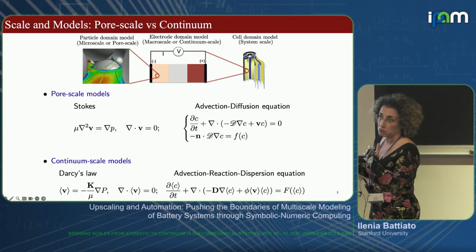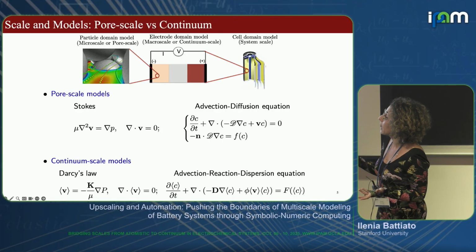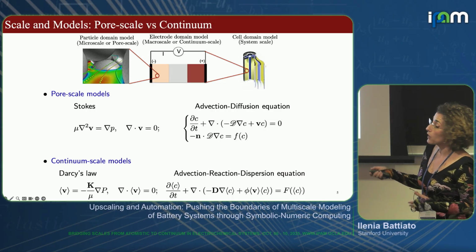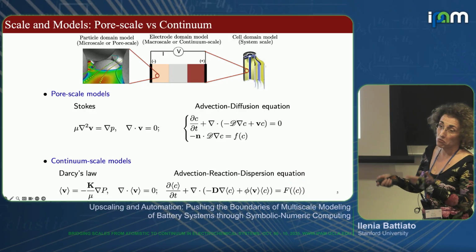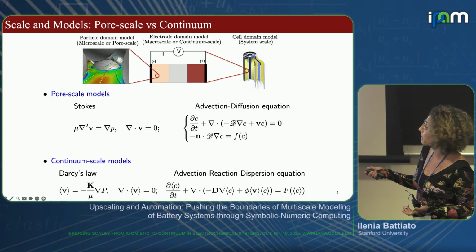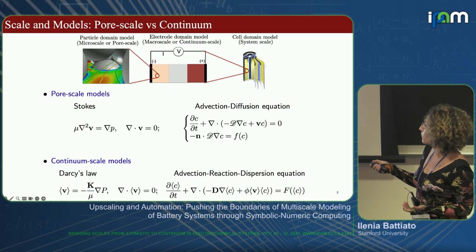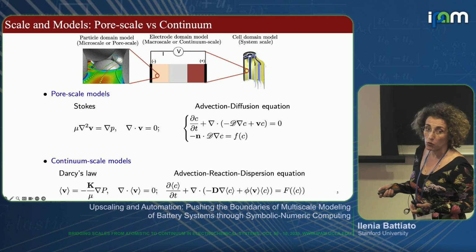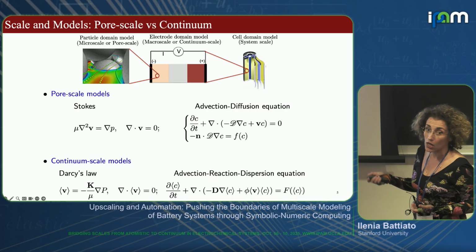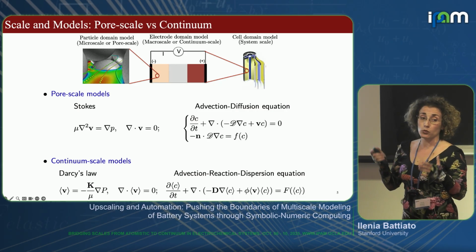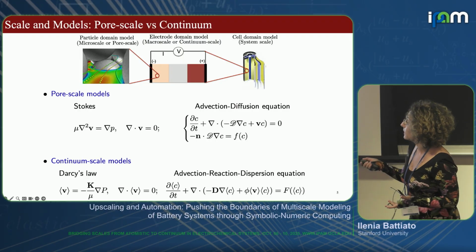So one way to model this type of system is that we can, of course, use pore-scale models. If we have a flow, we can use Stokes or Navier-Stokes equations, depending on the Reynolds number. And then to model the transport and reaction, we can use an advection diffusion equation with appropriate boundary conditions on the solid-liquid interface. The other approach is to model exactly the same physics at a different scale.